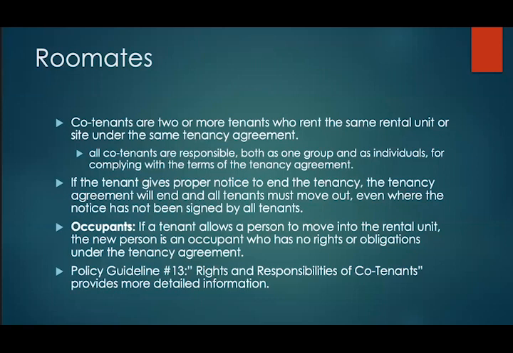Also, this is really troublesome too. If one tenant gives proper notice to end the tenancy, it ends for everybody. So you have two tenants in the unit. The one tenant's like, I'm going to leave. They give written notice 30 days in advance to the landlord. The tenancy ends for both those tenants, even though the other tenant never signed the notice to end and never agreed. So one tenant can unilaterally end the tenancy for other co-tenants in the unit.